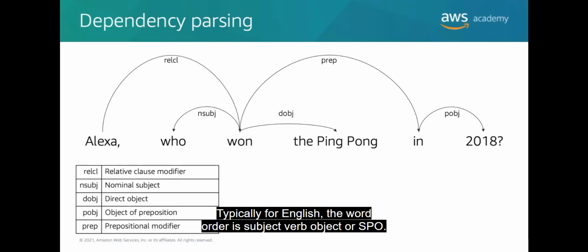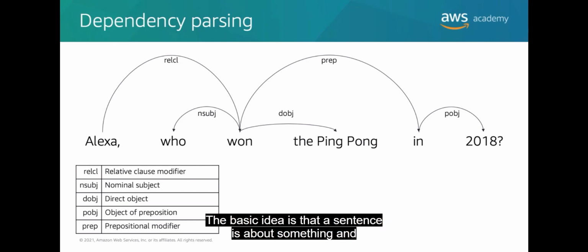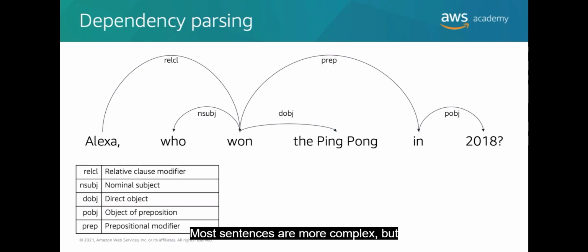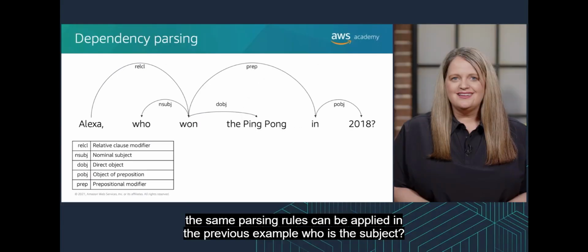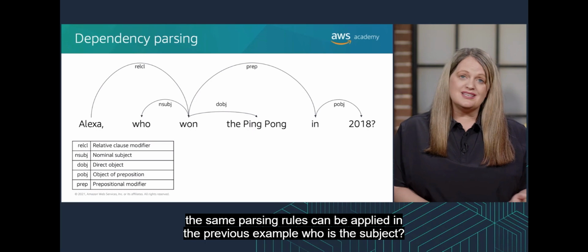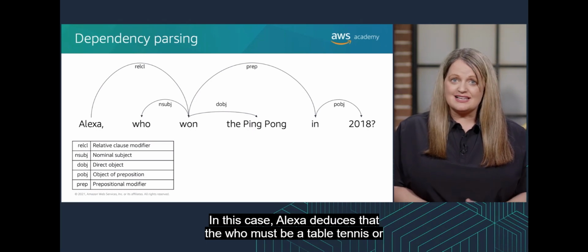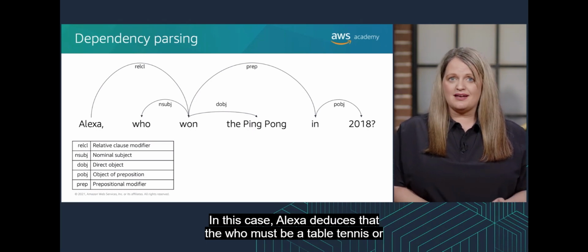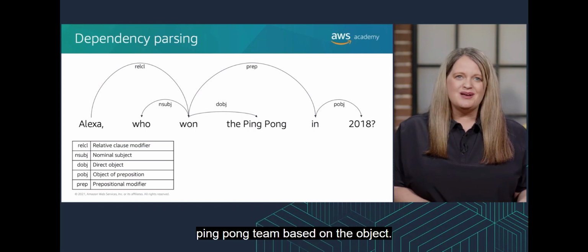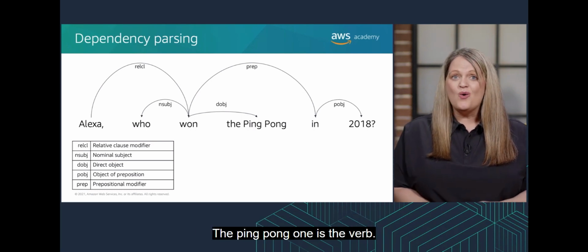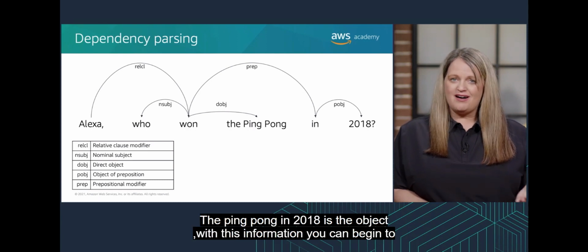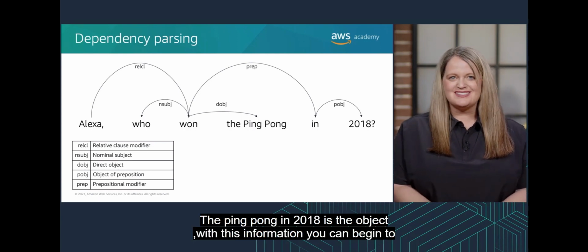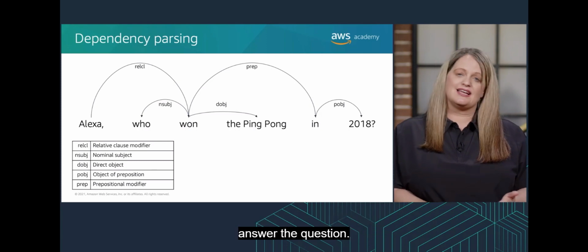Typically, for English, the word order is subject, verb, object, or SVO. The basic idea is that a sentence is about something and it usually involves a subject, a verb, and an object. Most sentences are more complex, but the same parsing rules can be applied. In the previous example, who is the subject? In this case, Alexa deduces that the who must be a table tennis or ping pong team based on the object, the ping pong. Won is the verb. The ping pong in 2018 is the object. With this information, you can begin to answer the question.